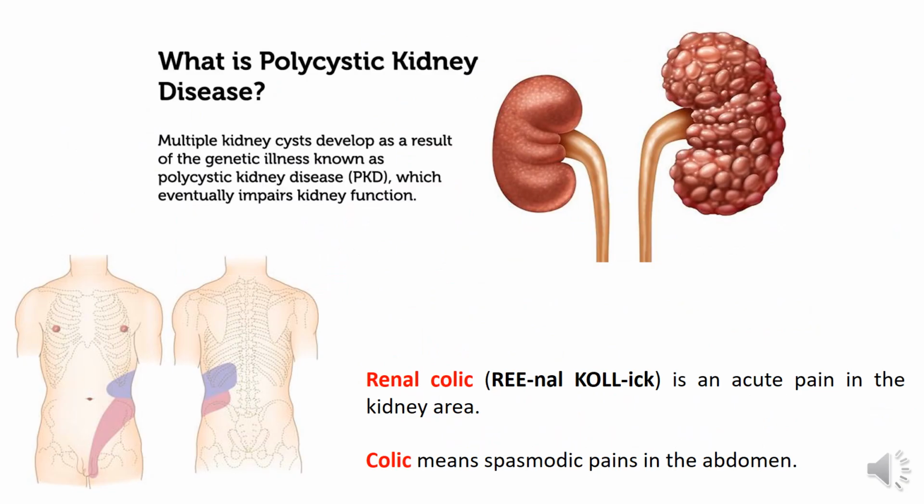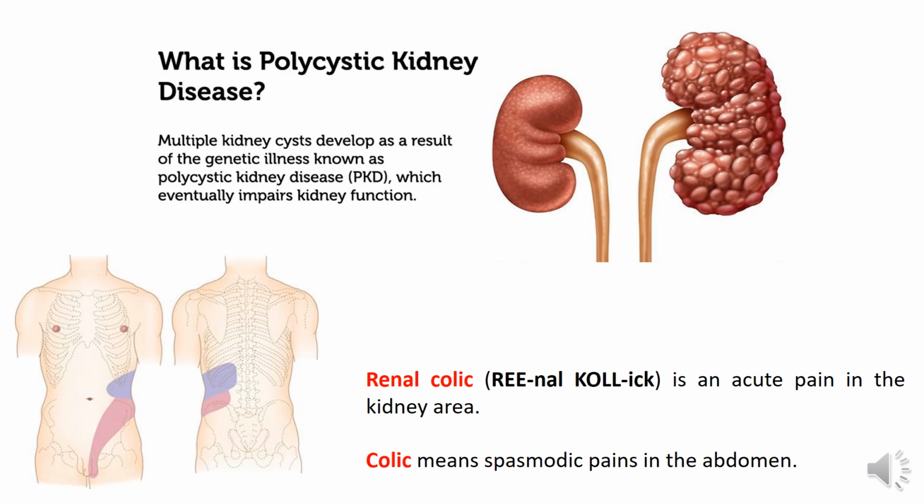Now we will deal with a somewhat infrequently seen or rare disease, which is polycystic kidney disease. Keep in mind it's totally different from polycystic ovary syndrome. In polycystic kidney disease, multiple kidney cysts develop as a result of a genetic illness known as PKD, which eventually impairs kidney function. That's why the patient may need to have the kidney removed, and their kidney function is somewhat disturbed.